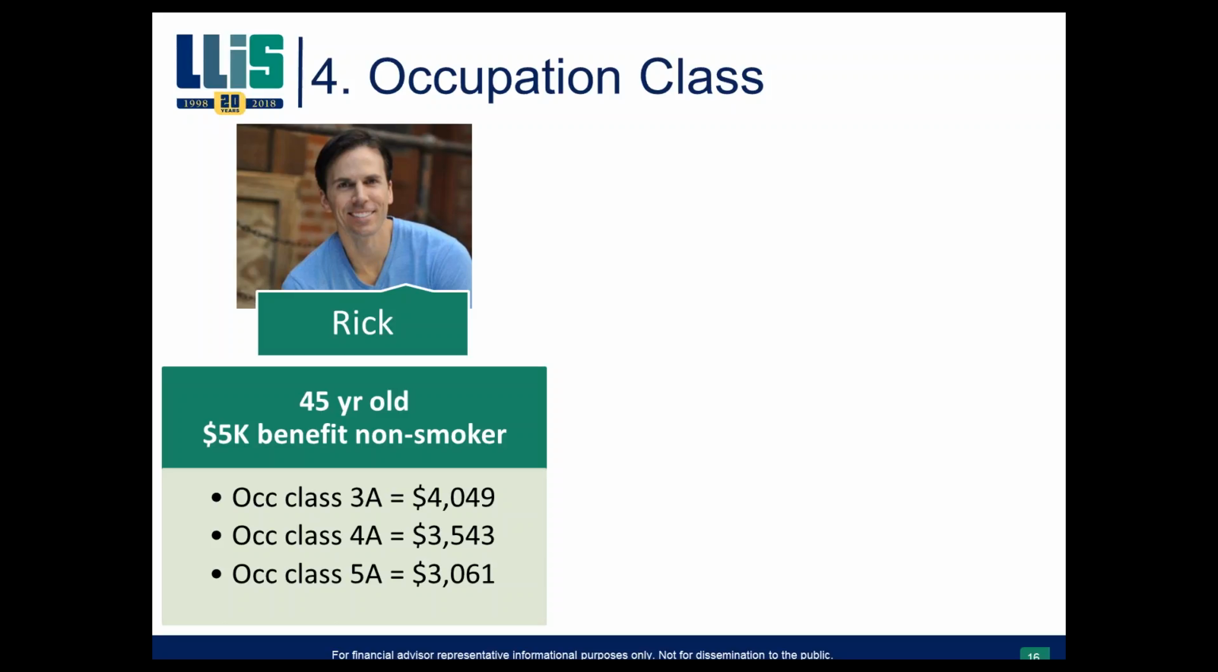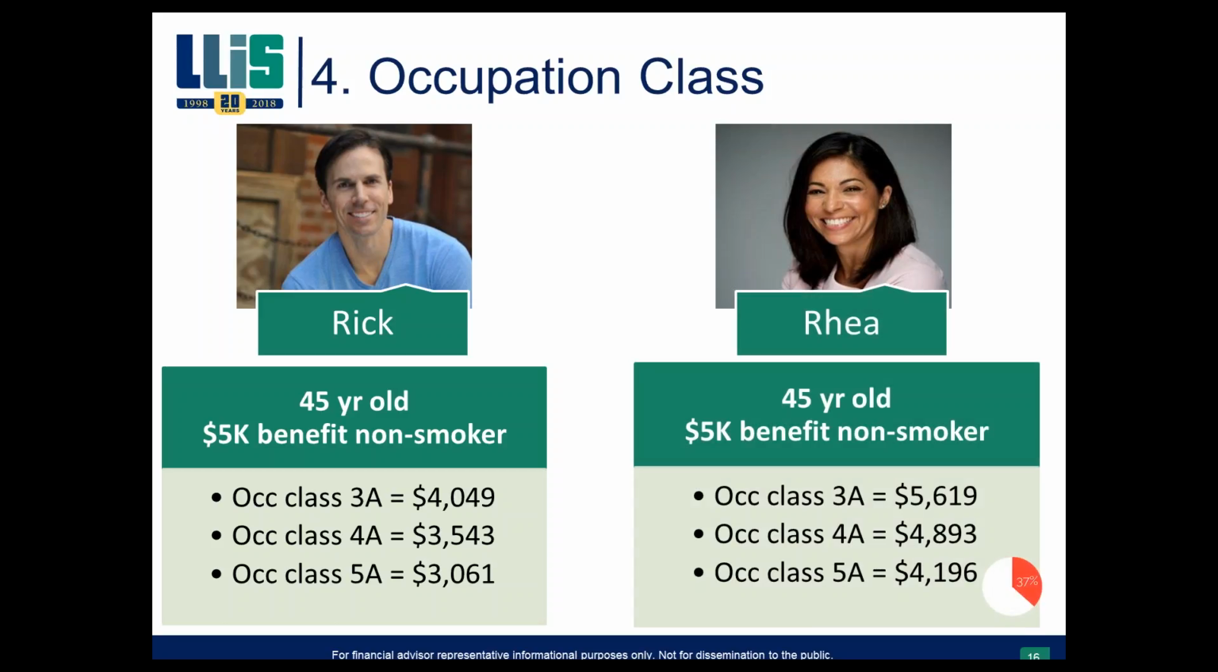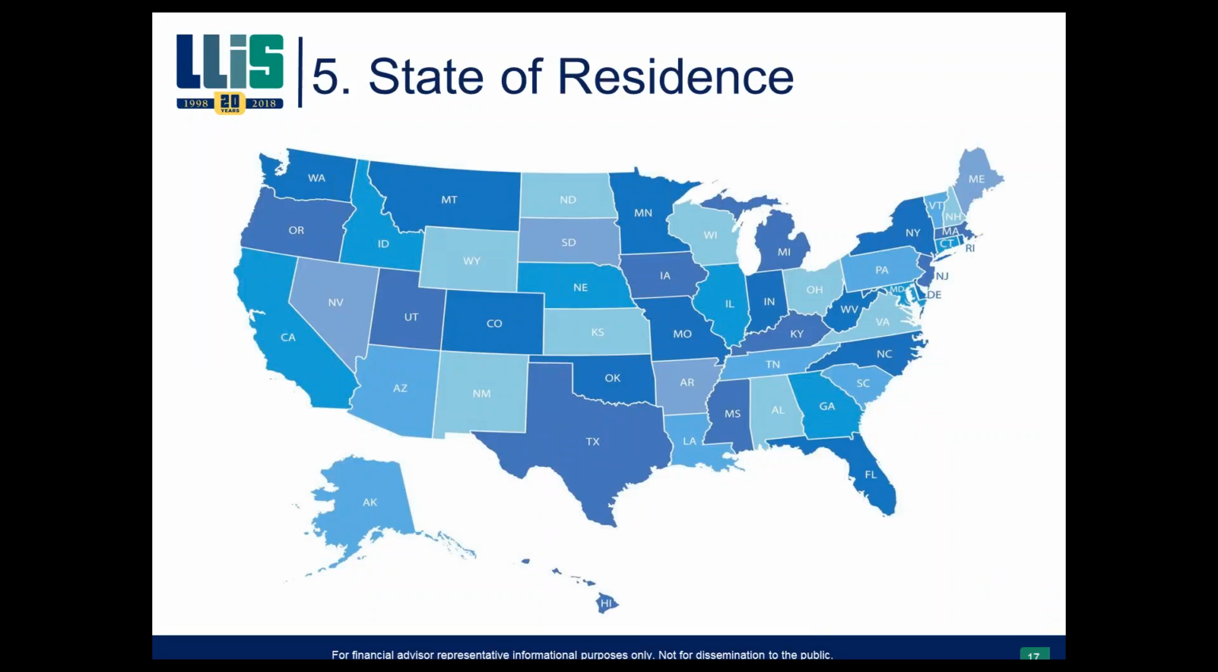Here we have Rick. He's a financial planner, and he's a 5A OC class because now he's making $150,000 or more, but he only needed $5,000 of benefit. So his monthly benefit is $5,000 and his premium is $3,061. But here we have Rhea. Rhea is paying $4,196. So granted, it's not 72% more, but she's still paying 37% more than Rick for something that she can't change. She has no way of changing her gender. So this is just to illustrate why you'll see a difference in premiums between males and females for the exact same benefit amount.